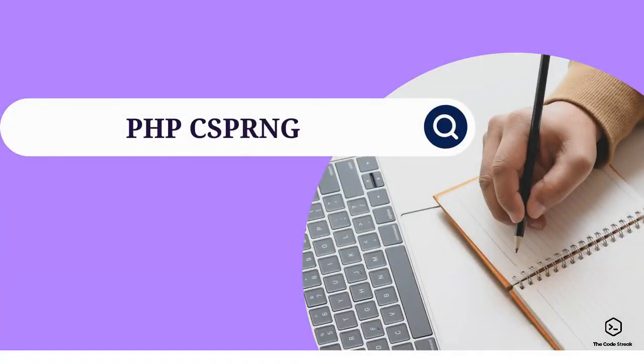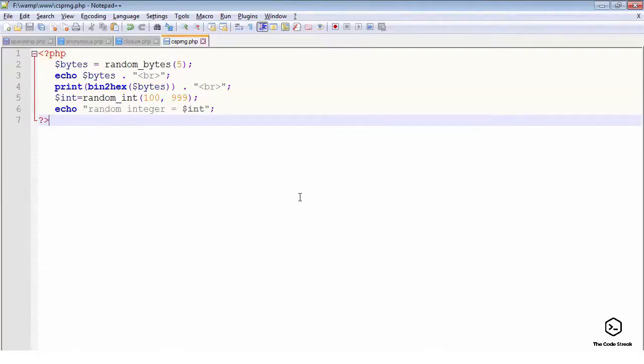In this video, let us have a look at another new PHP 7 feature called CSPRNG. This program uses two new functions introduced by PHP 7, and the purpose of these two functions is to generate random numbers which are secure for cryptography. So, cryptographically secure pseudo random number generators.